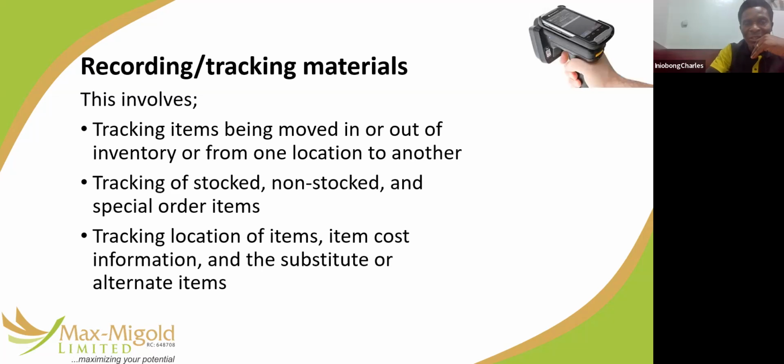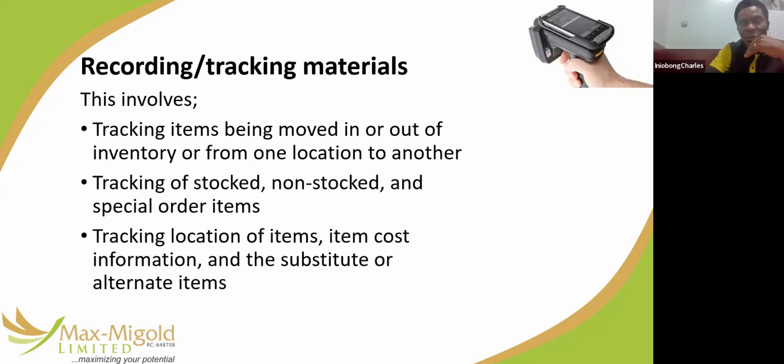Recording and tracking material. This involves tracking items being moved in or out of inventory or from one location to another. This helps us to track the work you are doing. It is part of what you consider when you are deploying a particular maintenance plan. You need to put in place the tracking item that will help you to check how inventories are being moved, tracking of stock and non-stock.